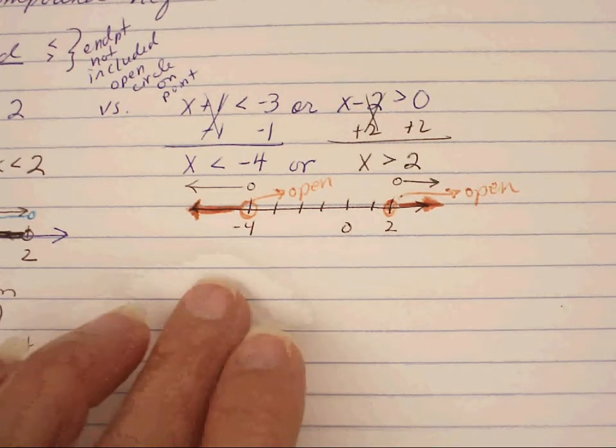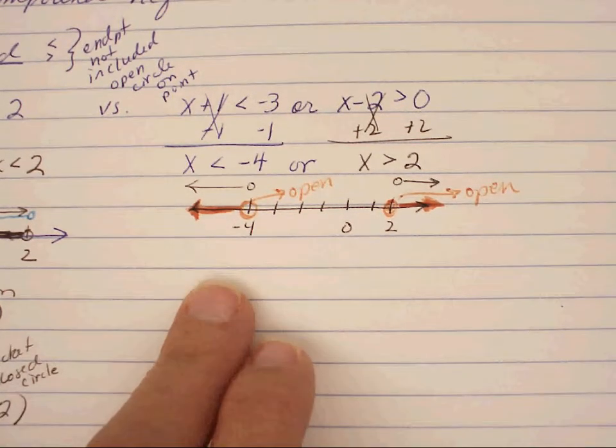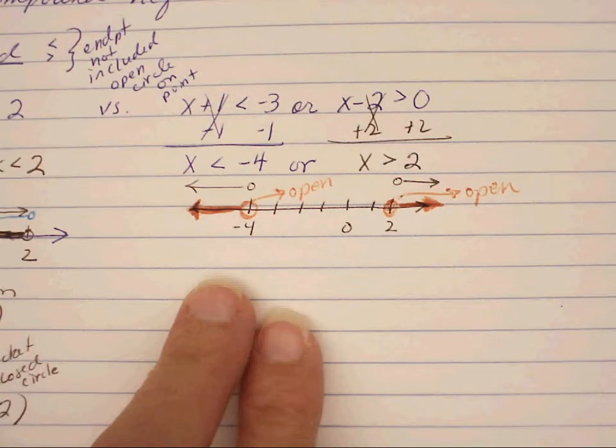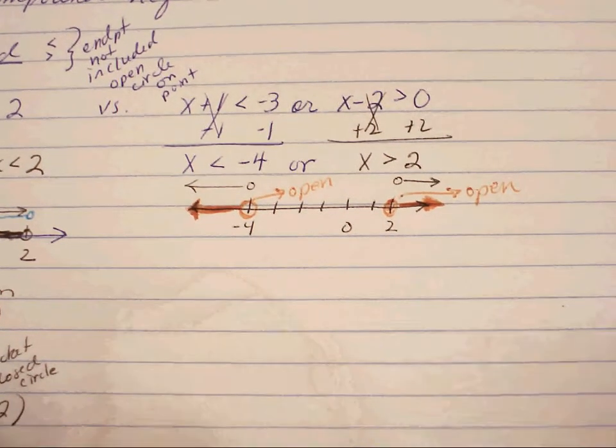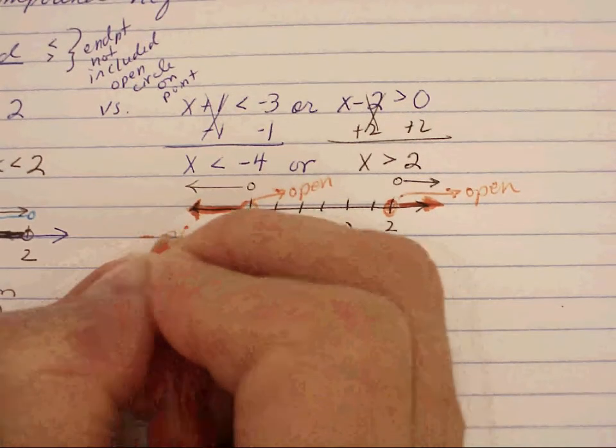Why are both of those open again? Remind me. Because it's not equal to. Good. It's just greater than on this end and just less than on this end.